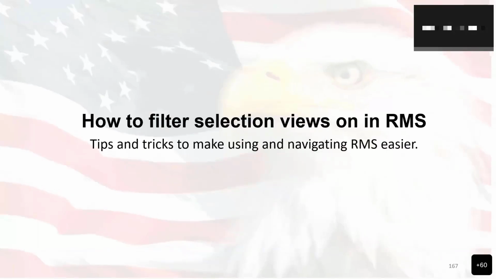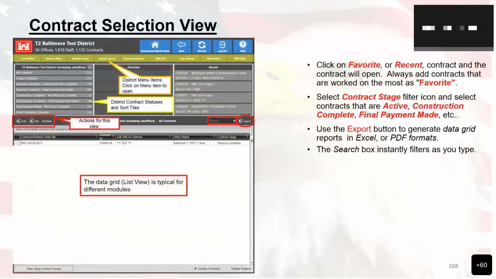All right, and we're coming now to the ending. We're trying to figure out how to filter selection views on the RMS side, with tips and tricks for making and using navigation in the RMS. The overall goal is to filter the list to allow you to find the information faster. If you're able to cull the selection list down to a manageable number, you can verify the data much faster and get your work done quicker as well. So we have several different areas on this spot here.